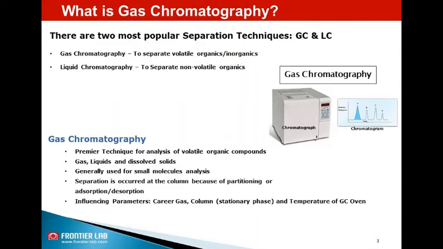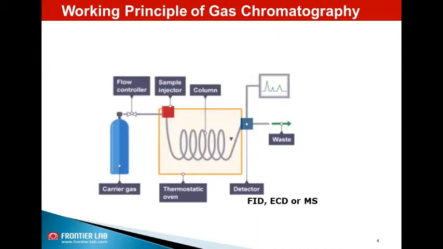Separation occurs at the column because of partitioning or adsorption-desorption process. We will be talking about it in a separate video. The most influencing parameters are the carrier gas choice, carrier gas flow rate, column, and temperature of the GC oven.